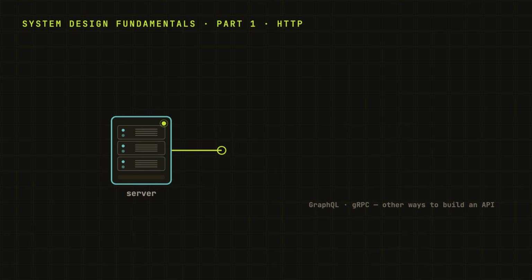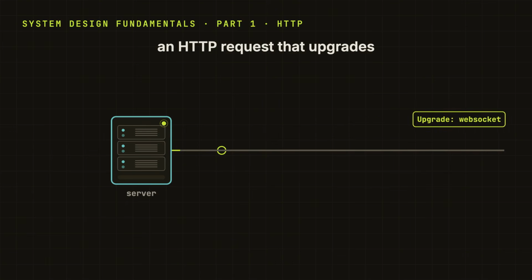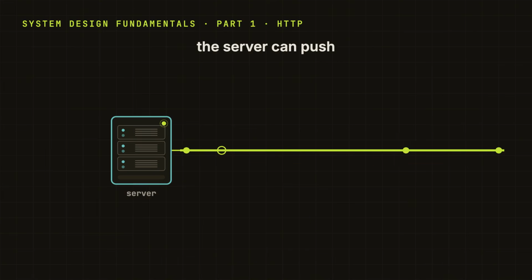And one last thing, HTTP is request and response, one round trip. For things that need to be live, like a chat or live notifications, you use a different kind of tool called a WebSocket, which keeps the connection open both ways. So the server can push updates to you. Just know that it exists.